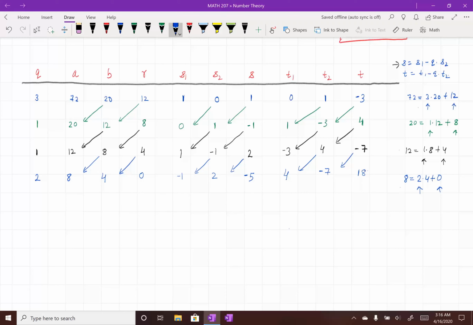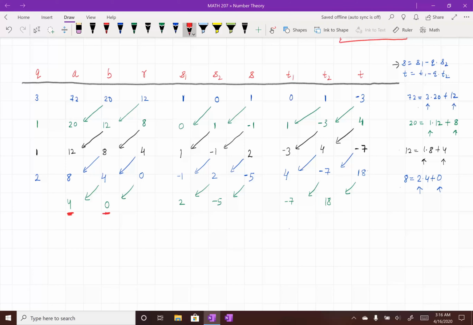Okay, so this completes the fourth step of this extended Euclidean algorithm. And then you do one more shifting. So if you do the shifting, a will become equal to 4, b will become equal to 0, s1 will be 2, s2 will be minus 5, t1 will be minus 7, and t2 will be equal to 18.